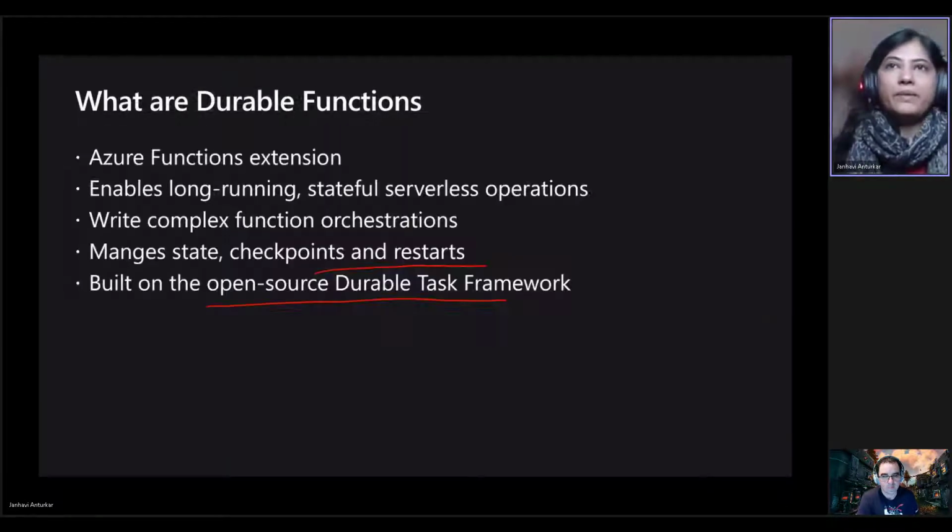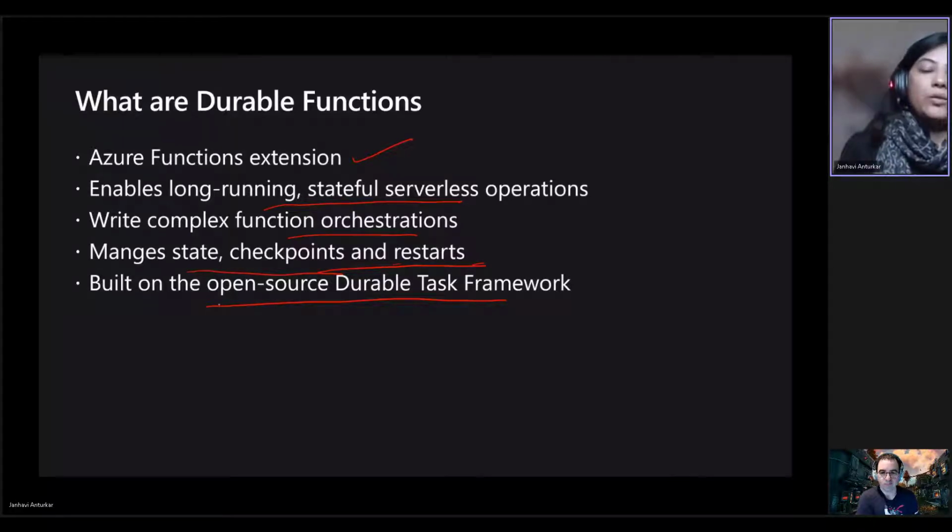Durable functions are basically an extension in Azure Functions, which lets you write stateful functions. With the help of these, you will be able to write complex function orchestrations. Behind the scenes, this extension will manage the state, the checkpoints, and also the restarts for you. This is built on the open source Durable Task Framework. This is an open source library available on GitHub, which is used to build workflows in code. Durable functions is based on that open source library.